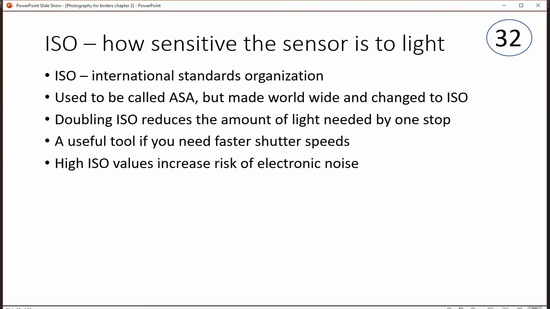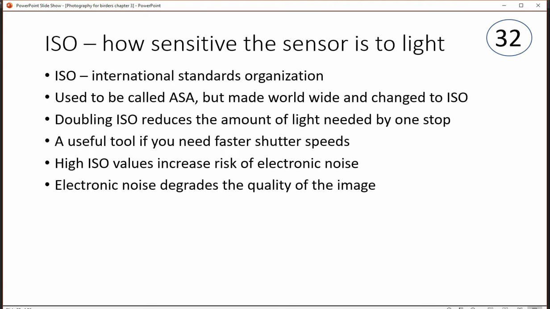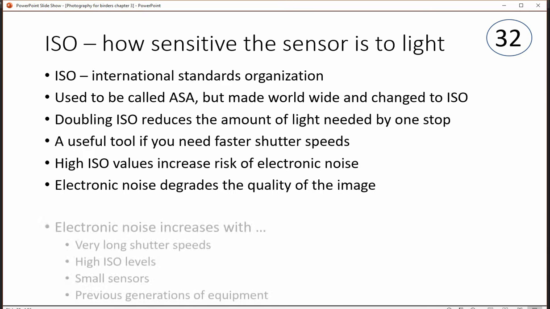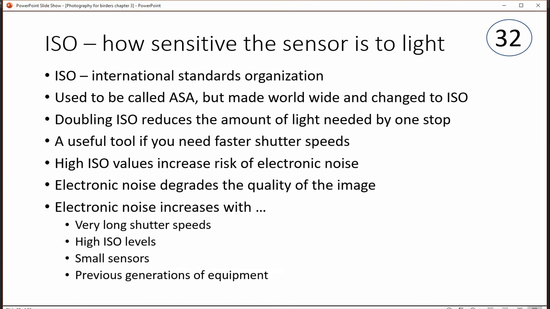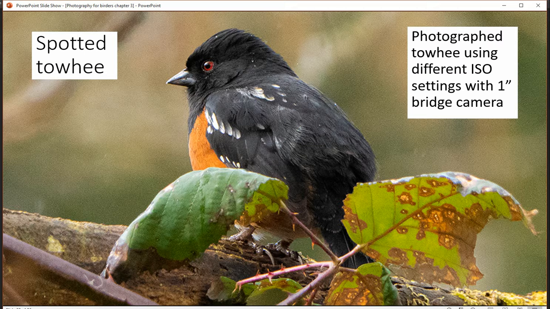Okay, high ISO value risks this thing called noise, electronic noise. It degrades the quality of the image, which means you can't enlarge it as much. It looks good small, but as soon as you start getting it bigger, it goes, oh, there's something wrong. Electronic noise increases with things like very long shutter speeds. Now we're talking 4 seconds, so it's not a problem with birding. But high ISO noise levels are important. Small sensors are important, and older equipment is important.